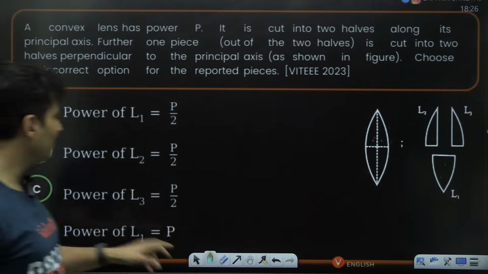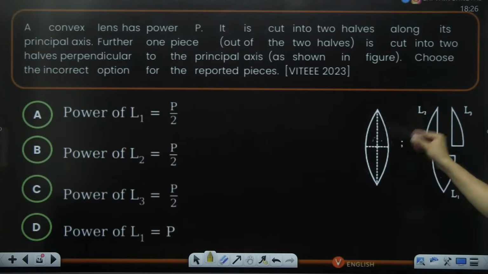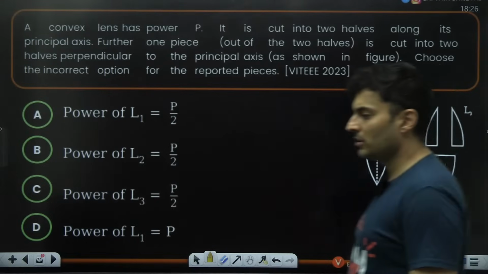The first problem is only that. So quickly guess the answer. The original lens had power P. This is L1, this is L2, this is L3. Whose power? Choose the incorrect option, they have told.